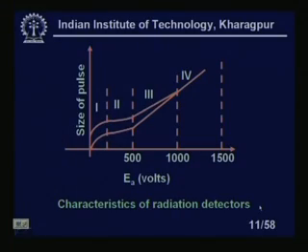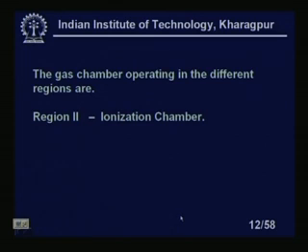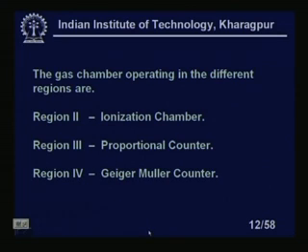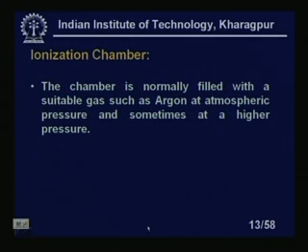Now, these are the characteristics of radiation detectors. You see here, these are the characteristics of radiation, size of the pulse versus volts. We will slowly see which region will be utilized by which detector. The gas chambers operating in the different regions are: region 2 ionization chamber, region 3 proportional counter, region 4 Geiger-Müller counter, right.